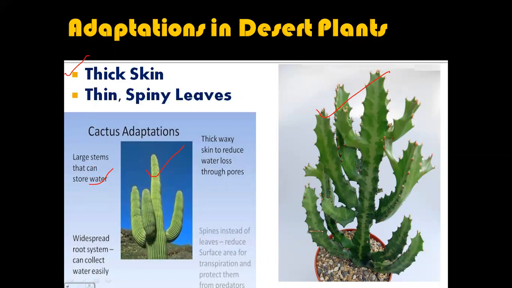If leaves are there, you see here, they have spines instead of leaves to reduce evaporation. Through the leaves, from the stomata, we know that water is released, but because their leaves are not broad, they are just spiny, water does not escape out of the body, it stays inside. And they have thick waxy skin, thin spiny leaves and thick skin, to keep the water inside and reduce water loss.